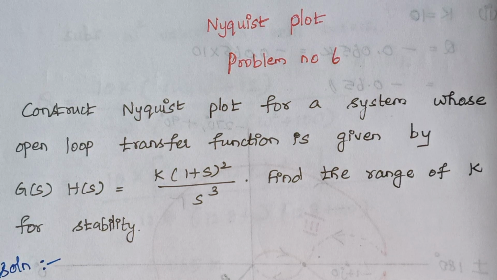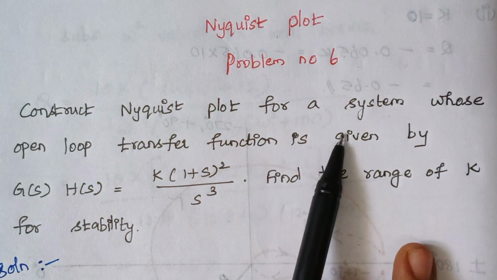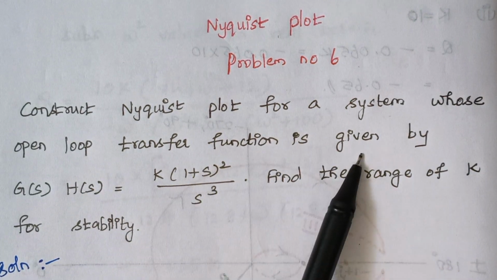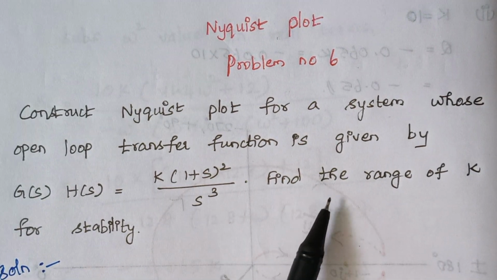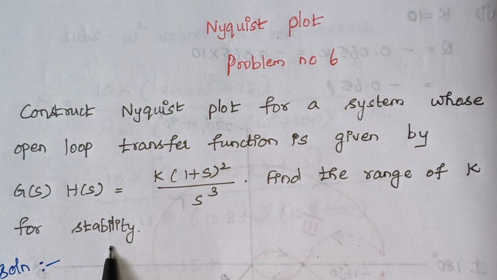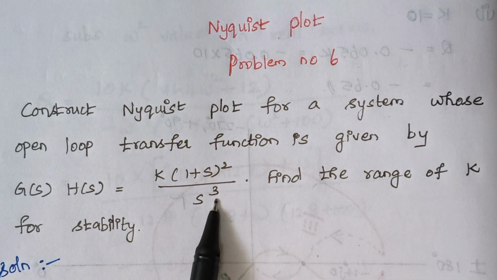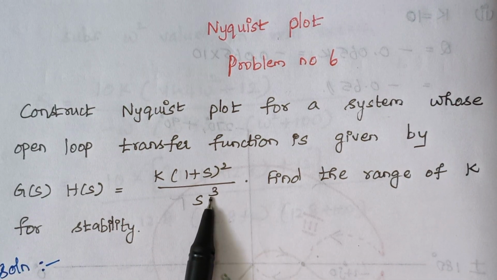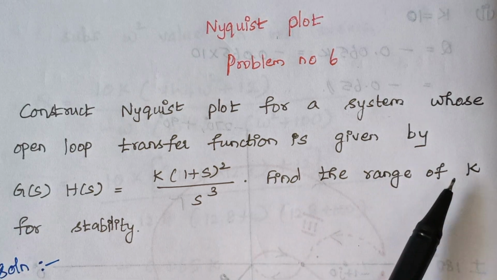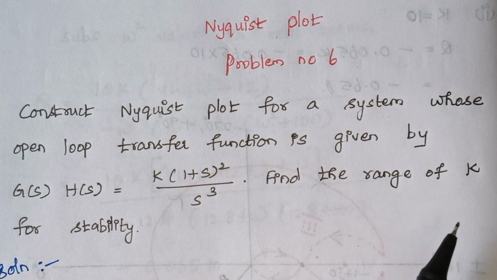Now the problem is: construct the Nyquist plot for a system whose open loop transfer function is given by this. Find the range of k for stability. So here the transfer function is given. From this transfer function we have to tell for what values of k the system is stable.